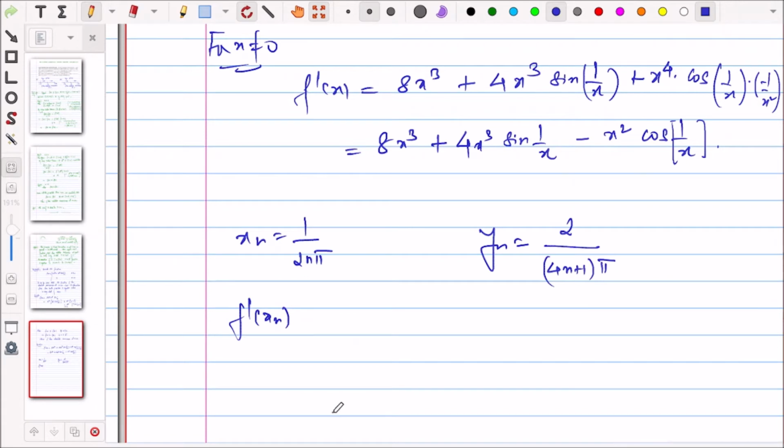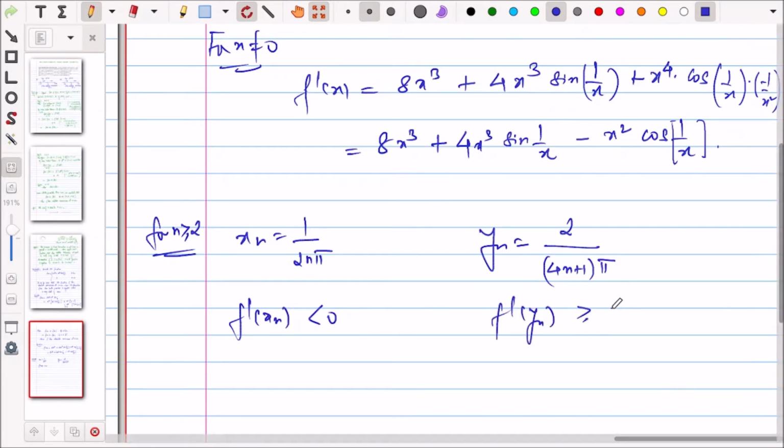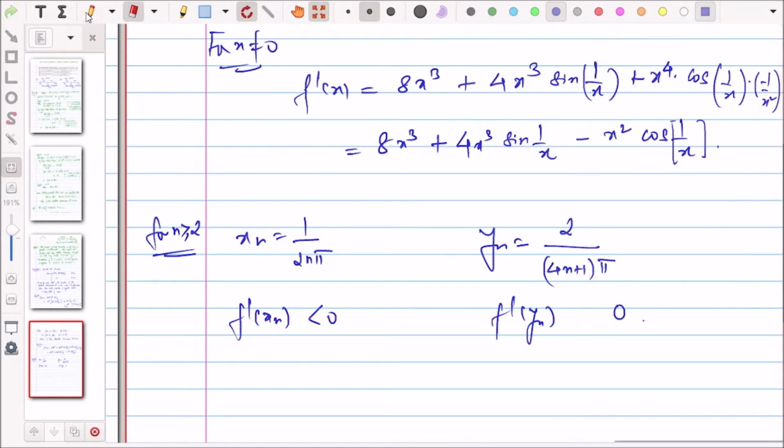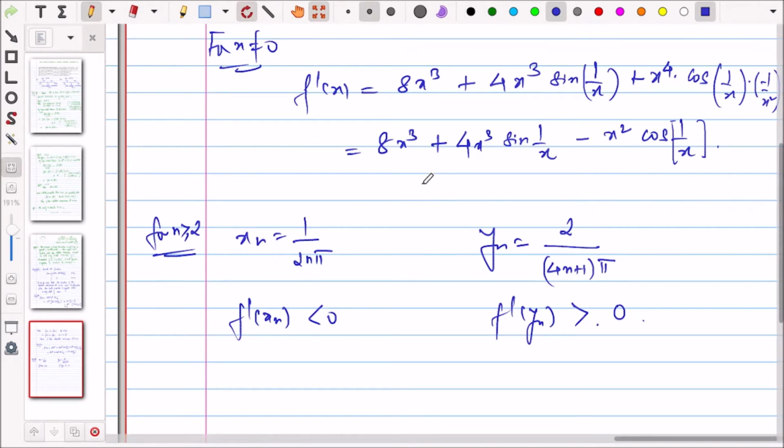okay, f dash of xn will come out to be less than 0 for n greater than or equal to 2, okay. And f dash of yn will come out to be positive, strictly greater than 0, okay, right? So then what will happen? Now if you take any interval around 0, this number will be there in that interval and this number will also be there in that interval, right? If you take any interval around 0, this will be there and this will also be there. So the function will have both positive and negative values in any neighborhood of 0.